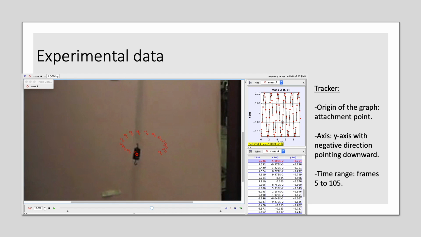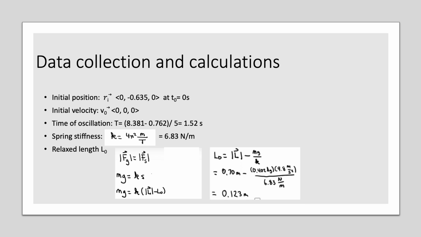I analyzed the motion between frames 5 and 105. I relied on the data obtained to make calculations for my computational model. I noted the initial position vector <0, -0.635, 0>, and the initial velocity <0, 0, 0> at t initial equal to 0 seconds. The time of one oscillation, or period, is equal to 1.52 seconds.